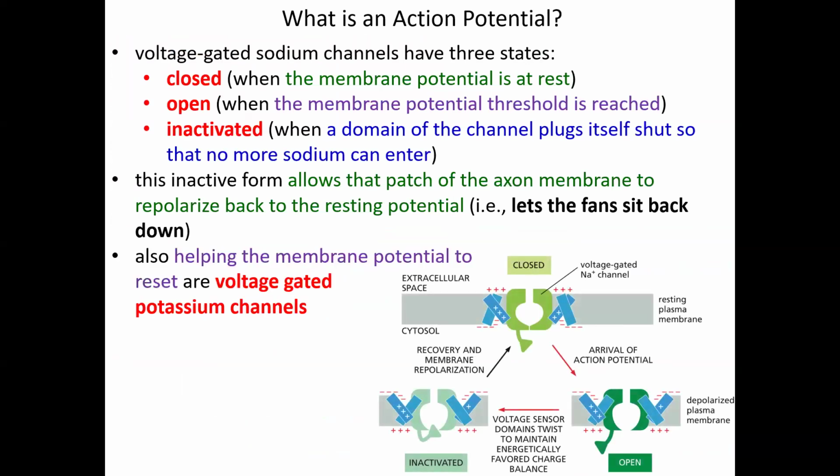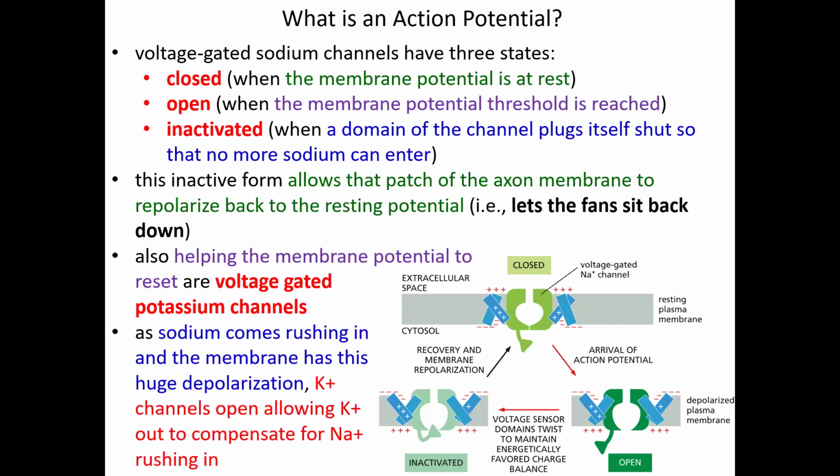It also helps the membrane potential reset. It gives the neuron and the axon a moment of rest where the membrane potential can be reset. Sodium and potassium can go where they belong, and we don't keep firing a signal that might not be physiologically relevant anymore. Helping the membrane potential reset are voltage-gated potassium channels. As sodium comes rushing in and we get this massive depolarization of the cellular membrane, inside the cell becomes much more positive. Potassium channels are going to open because of that extreme change in voltage.